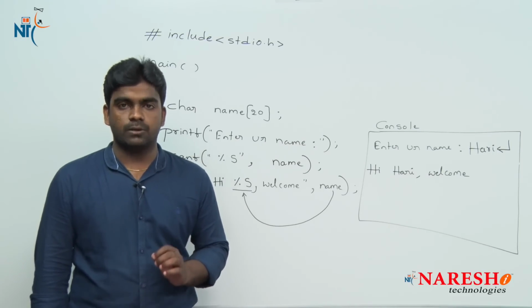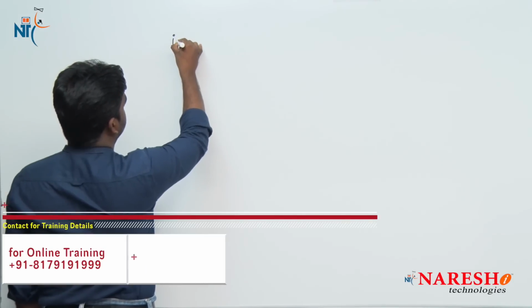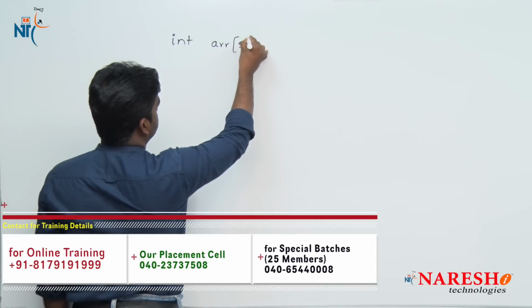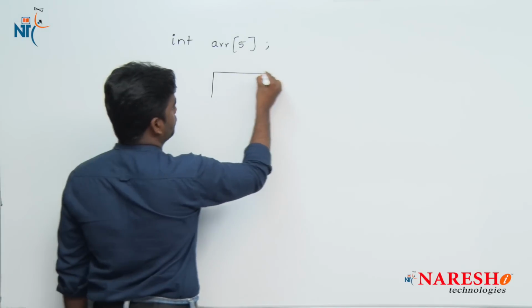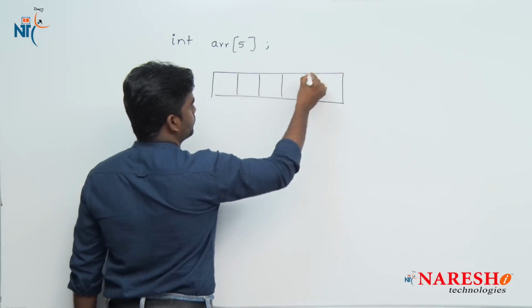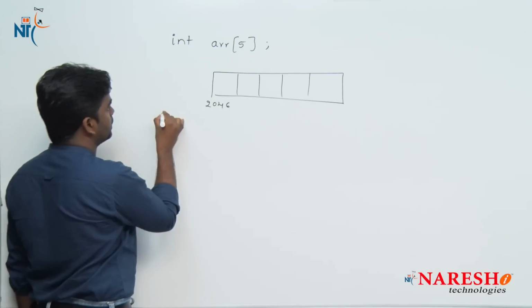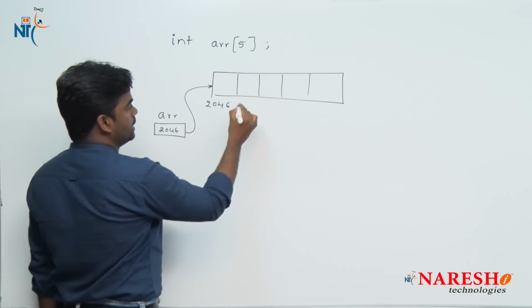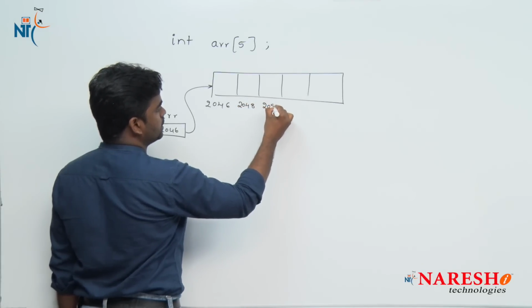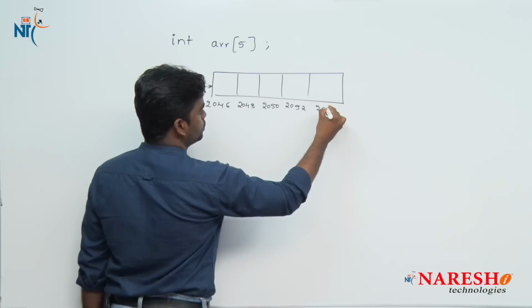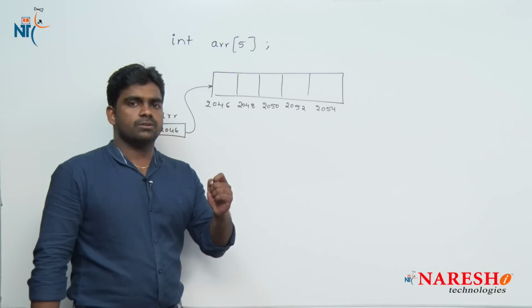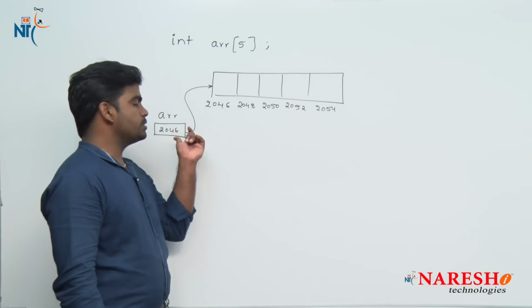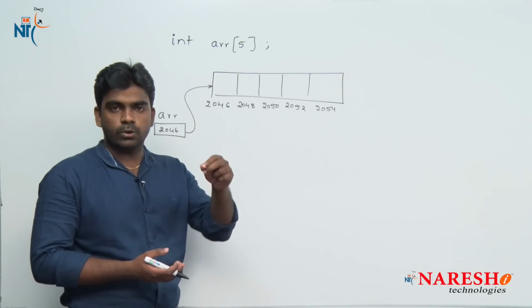See what is happening in the background. What is the advantage of using %s while reading information into a character array? Generally, suppose you take one array, int arr of size 5. Five memory locations will be allocated, and a base address, 2046, will be stored in the array variable arr, pointing to the first location. Integer occupies 2 bytes, so the next addresses are 2048, 2050, 2052, 2054. These are the memory addresses of each location. An array is also an internal pointer variable, because it holds the address.